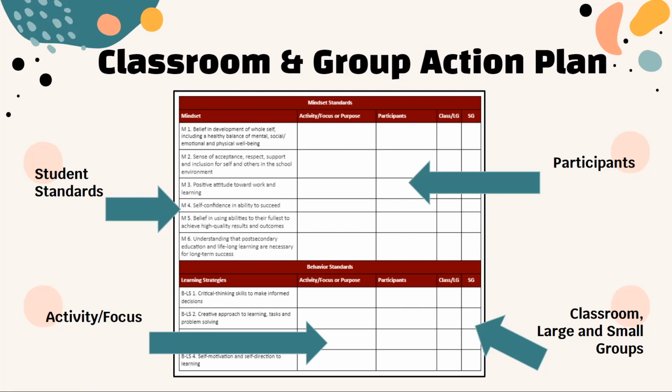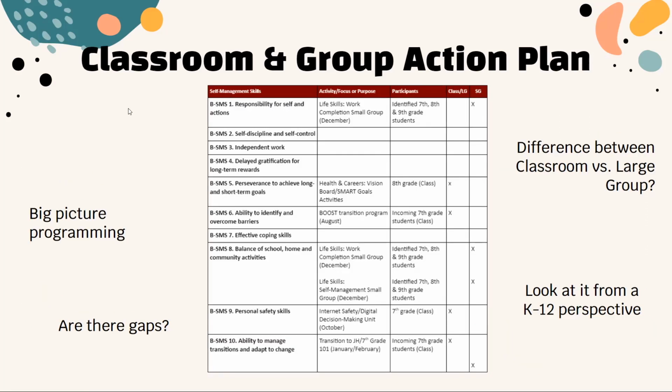Also, make sure to look at this form from a K-12 perspective. It is not just your role at any one level to teach all 35 student standards with fidelity. This is where it'd be helpful to complete as a K-12 team, should you have one. It'd be really helpful to crosswalk and look for the gaps in that K-12 approach. So remember, as a part of our classroom and group action plan, this is our big picture programming. We are reviewing this to look at gaps, remembering the difference between our classroom instruction versus large group, looking at it as a K-12 perspective, looking at our comprehensiveness through K-12, but you want to review this monthly. At least that's what I do, and that helps me keep it updated.